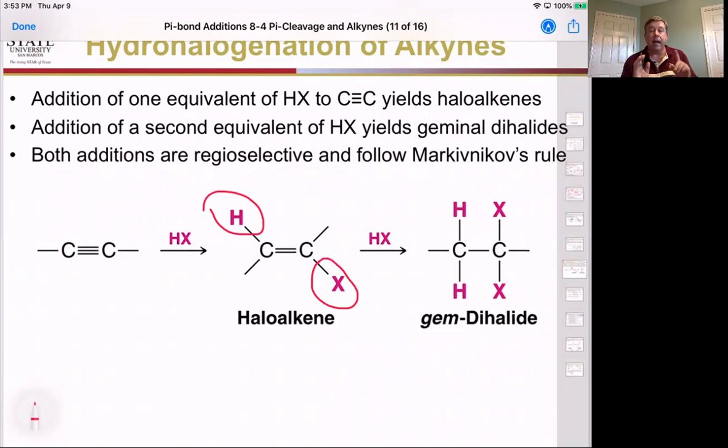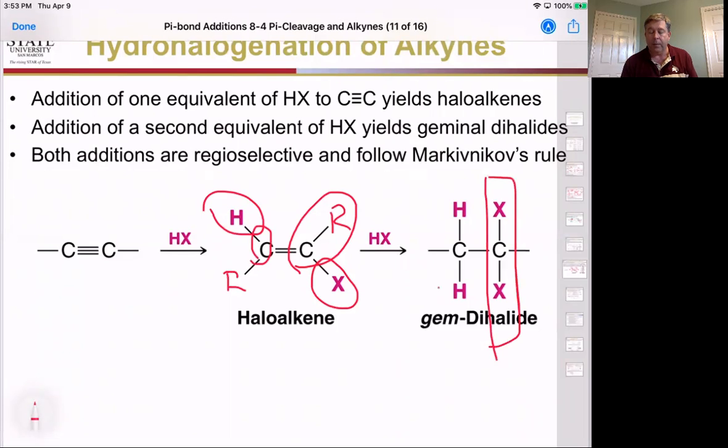And then now we have a difference, because if we had an R group here and an R group here, this is now the more substituted side, and this is the more hydrogenated side. Therefore, we're going to end up with a geminal dihalide, and we're going to have both halogens on the same side. So with the first addition, we have no specificity of where the hydrogen adds. But with the second addition, we do have specificity, and it does follow Markovnikov's rule.